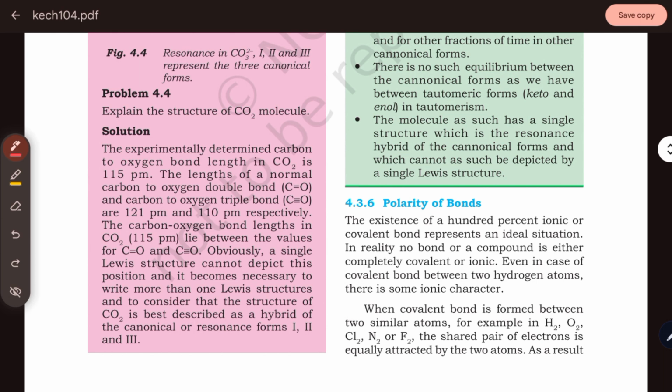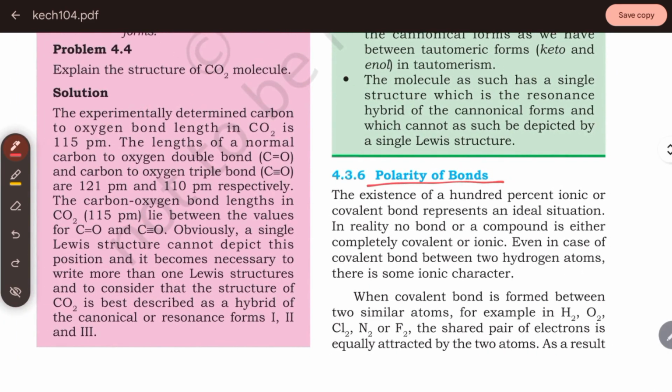The next topic of discussion is polarity of bonds. Why does polarity develop in a bond at all? Actually, none of the bonds are perfectly covalent or perfectly ionic. In reality, no bond or compound is either completely covalent or ionic. In covalent bonds, there is some ionic character, and in ionic bonds there is also some covalent character.